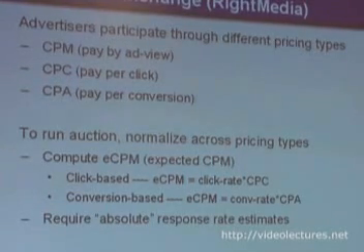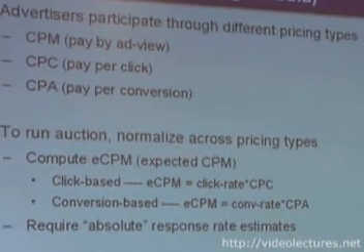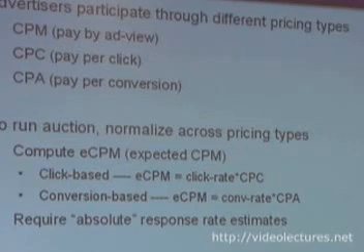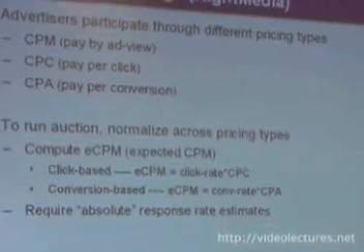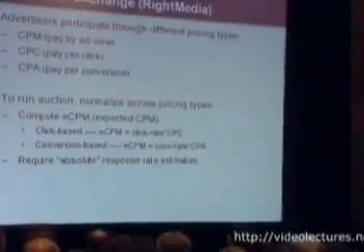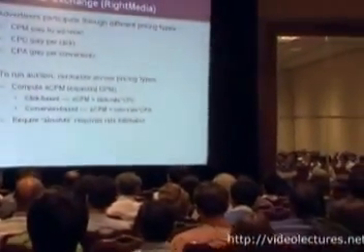We compute what is called the expected CPM. So for instance, if you have a click-based campaign, the expected CPM is going to be the click rate estimate times the amount of money you are willing to pay for a click. If it's a conversion-based campaign, it's going to be the conversion rate estimate times the amount of money you are willing to pay for a conversion, and so on.